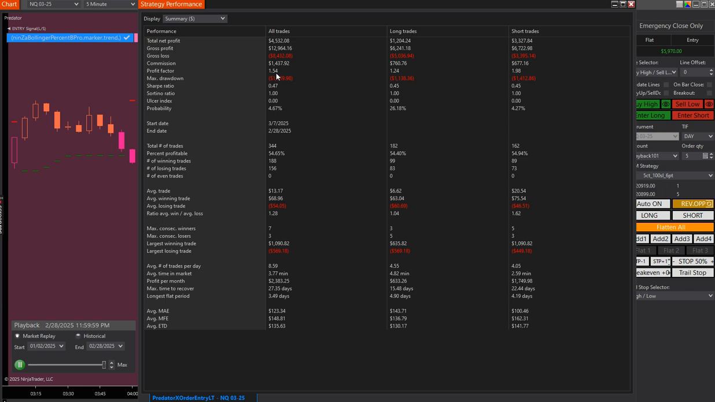Your profit factor is 1.54. I mean, anything above 1 is good. What that means is that for every dollar you risk, you made $1.54. So that's what that means. Max drawdown. You see my max drawdown is $1,339. Shows some risk exposure.